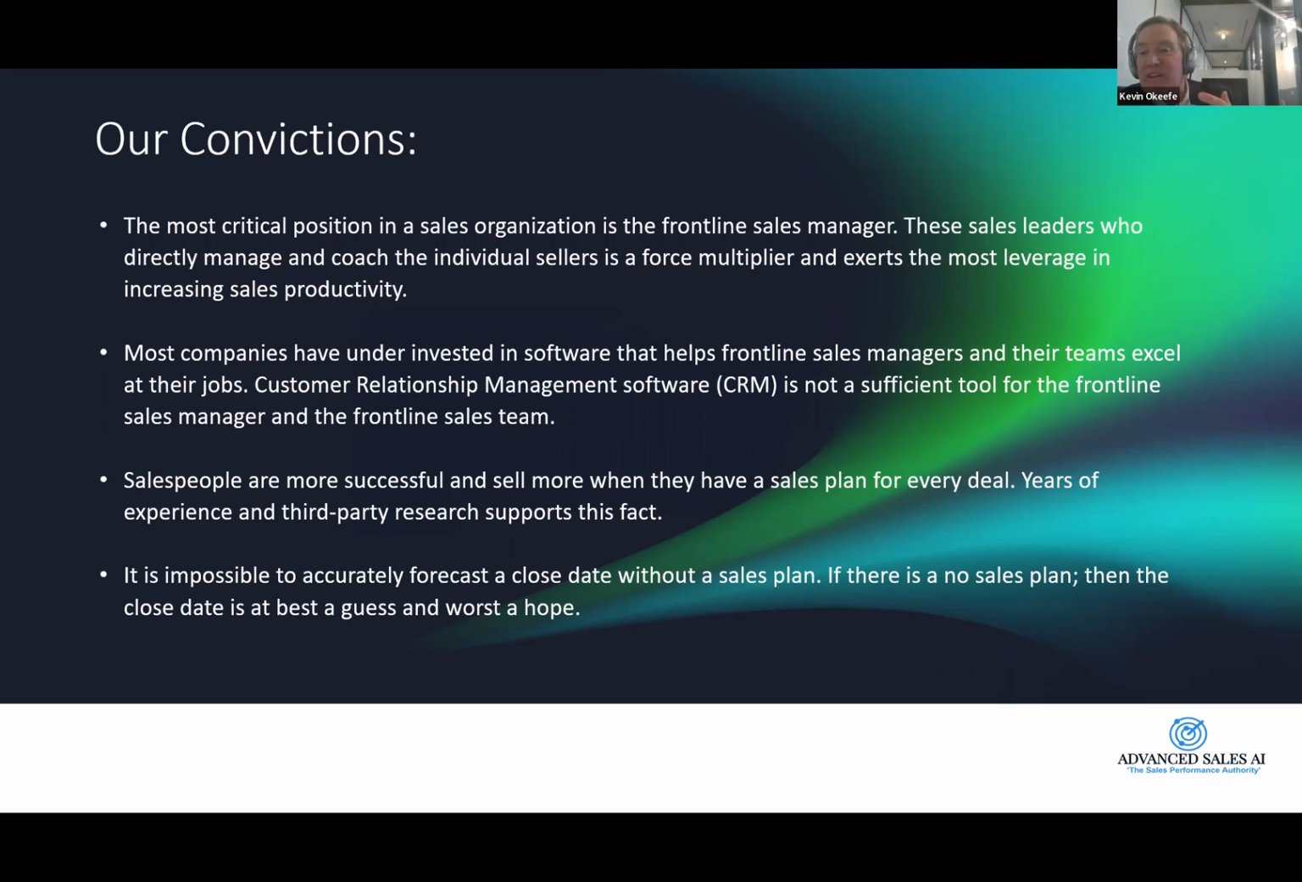And as a sales manager, if you want to bet your career, you've got to make your commitments to move up the ladder. If you don't have a sales plan, then all of your close dates are essentially hopes. And is that what you want to build your career on? I'd say no. So if you have a sales plan, you're going to sell more. And if you have a sales plan, you're going to be better able to predict what the close date is, and that will drive forecast accuracy.